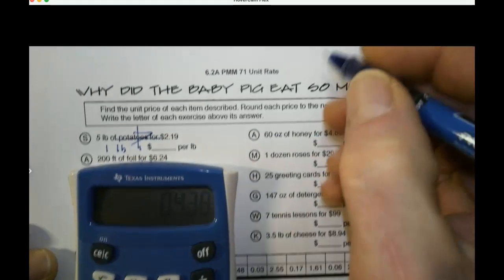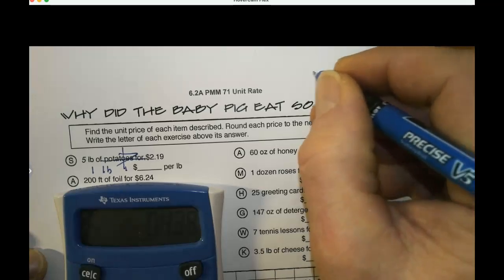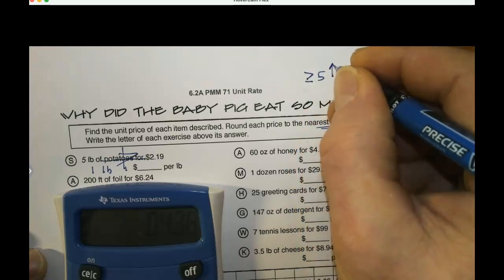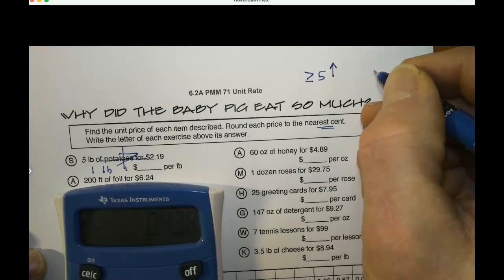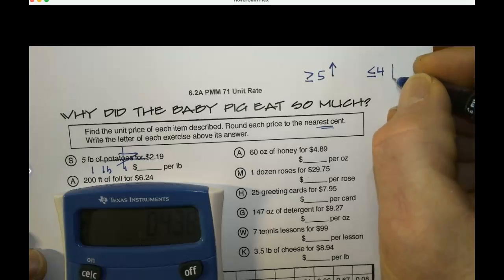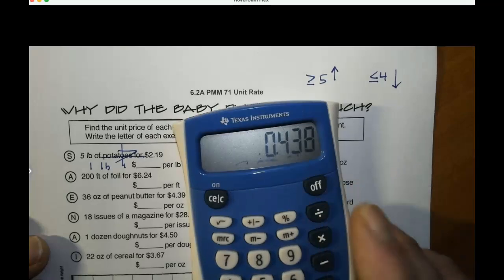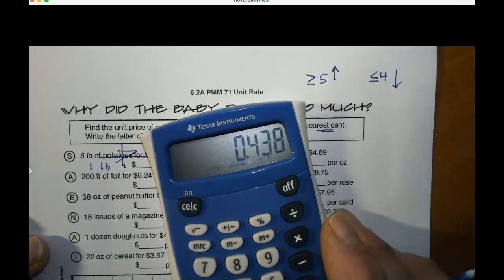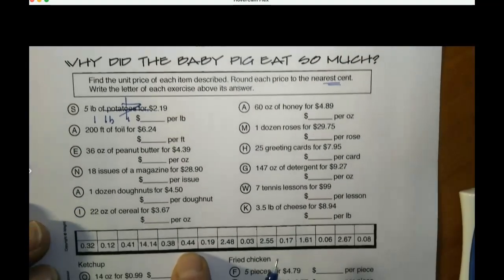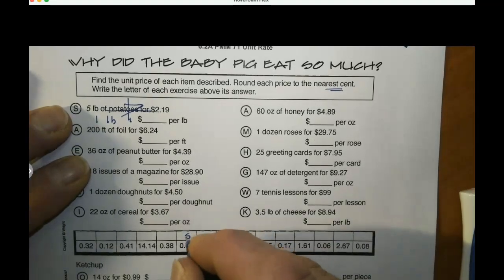Yeah. Now let me just put the rules up here. So if it's 5 or if it's greater than or equal to 5, we're going to round up. If it's less than or equal to 4, we're going to round down. Some people remember it by saying 5 to the sky, 4 to the floor. So this would be 44 cents. We're looking for 44 cents down here, and here it is right here, 44 cents. We're going to put an S in this dude right here.